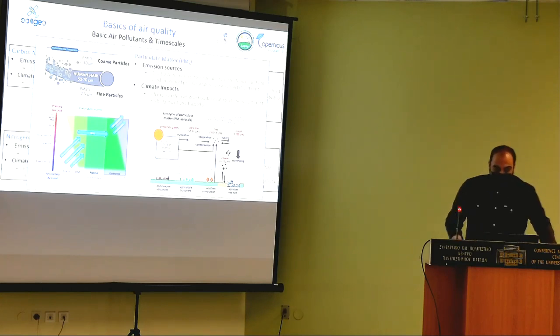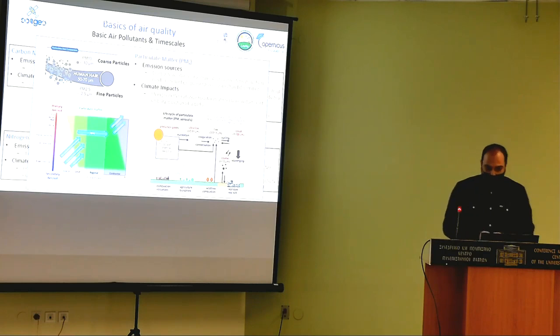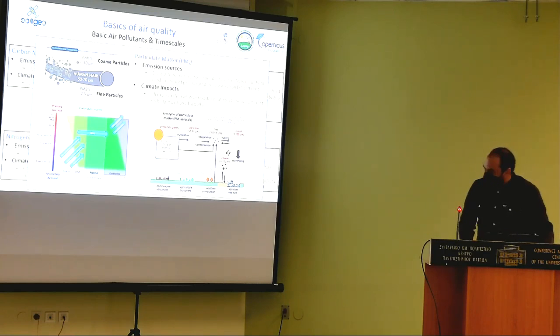The life cycle of particulate matter is illustrated in this graph. So we have many emissions, and we have a soup of chemical reactions. From the nucleation mode, we can go to the coagulation mode, etc. And then we have the deposition processes, including wet deposition and also dry deposition.